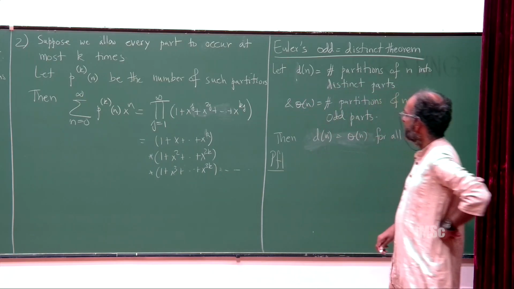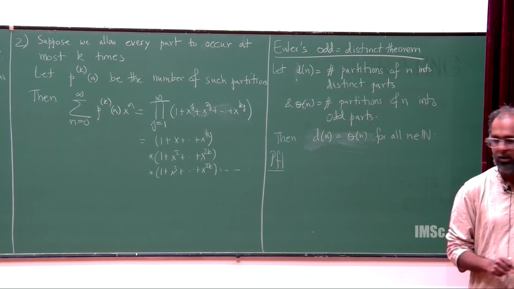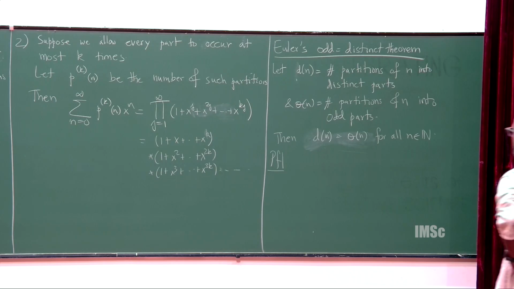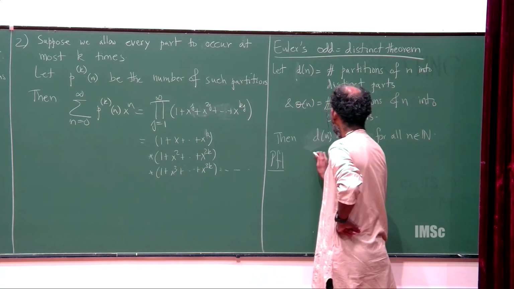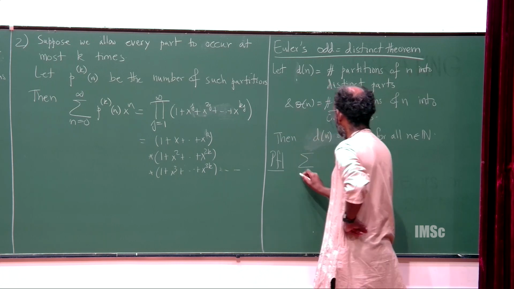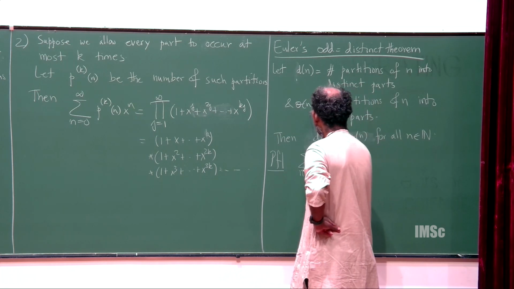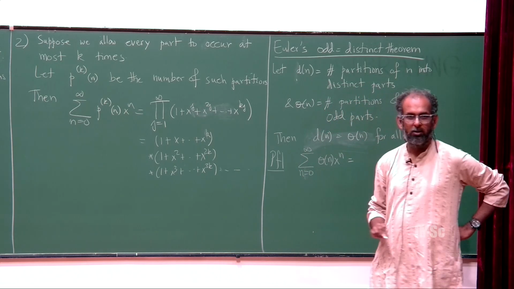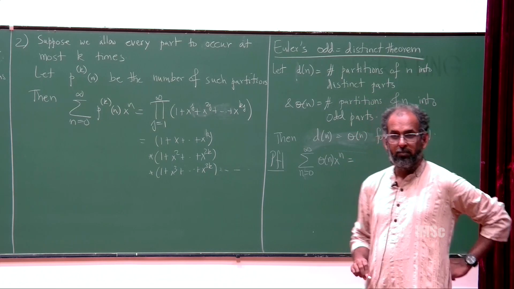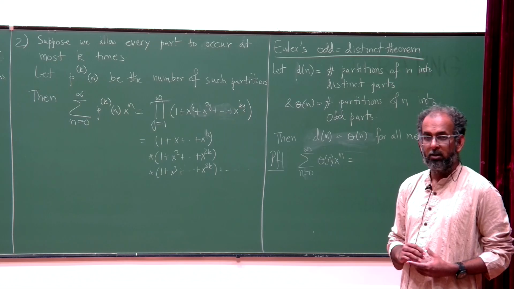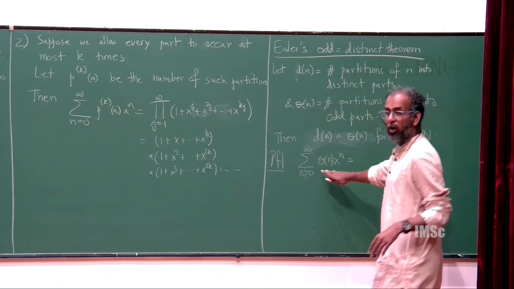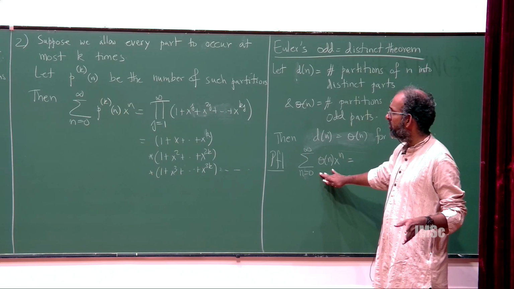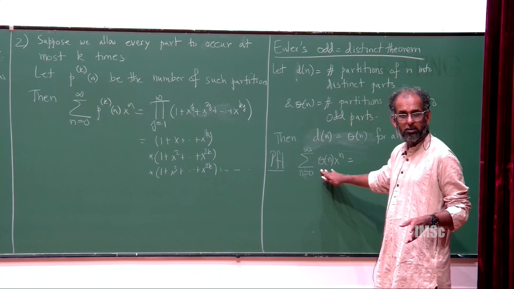So let us look at the generating functions, right. Look at these two generalizations and tell me what is the generating function of d of n, or let us start with O of n. So the sum over n equal to 0 to infinity of O of n x to the n, what is this equal to? So it's a product, we allow all odd parts, right? No, no, odd parts, not distinct parts.